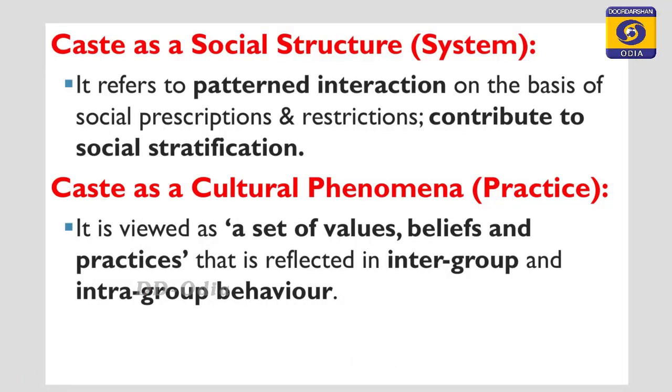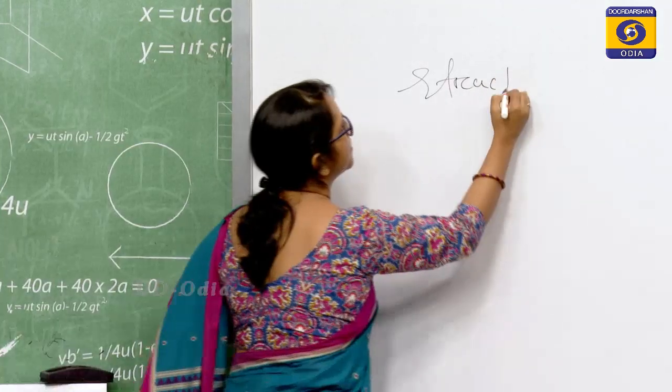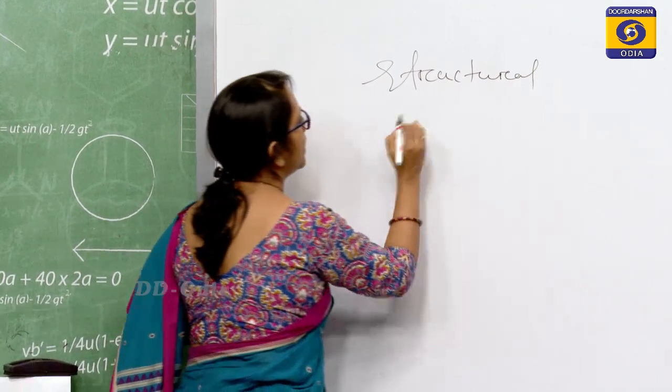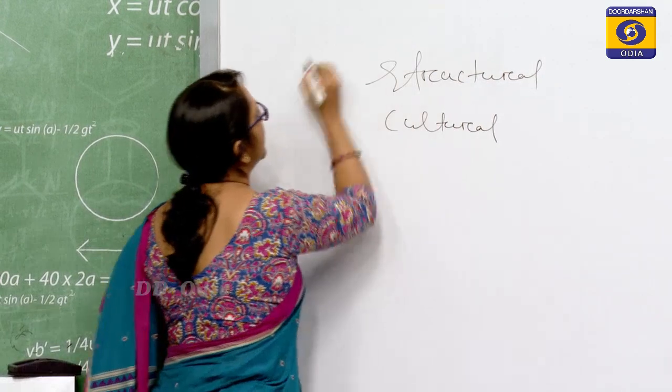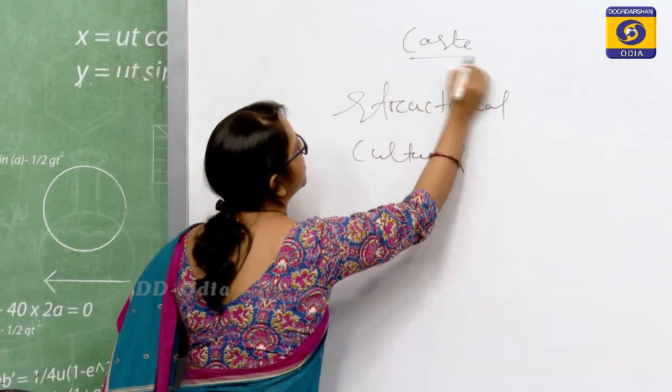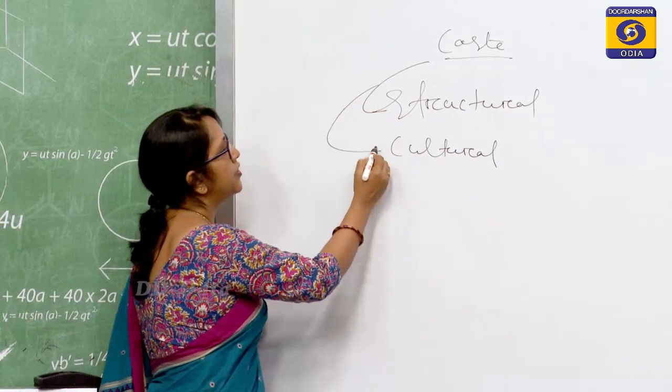Okay? So, if you look closely at all these definitions of the caste system, what we find is that broadly we can interpret caste from two angles. One is the structural angle, another one is the cultural angle. Let me write over here. Structural, another one is cultural. So, caste interpretation may be of structural type, it may be of cultural type.